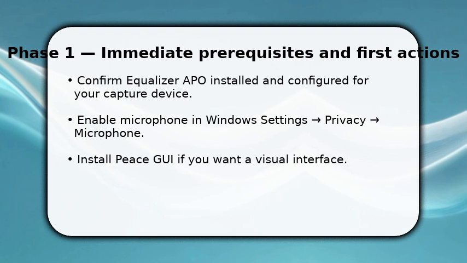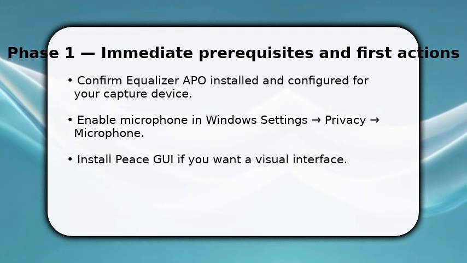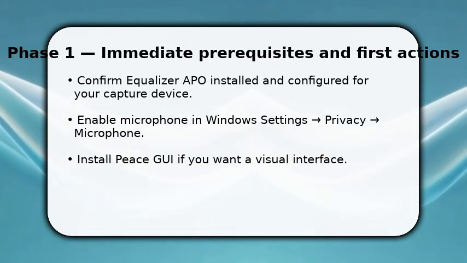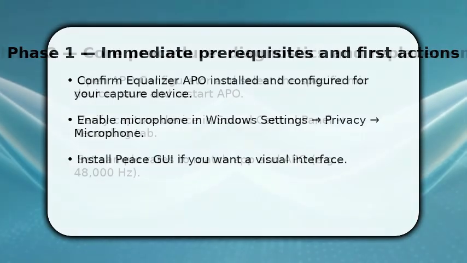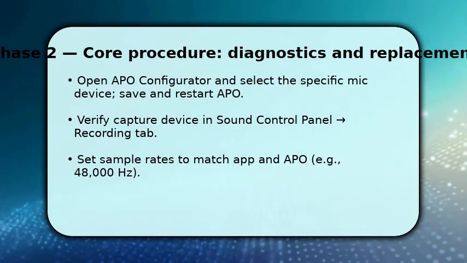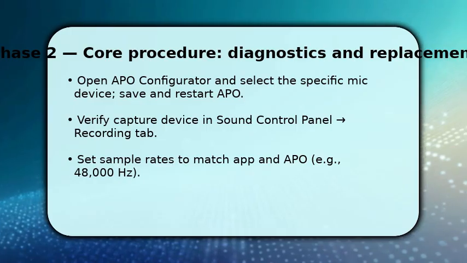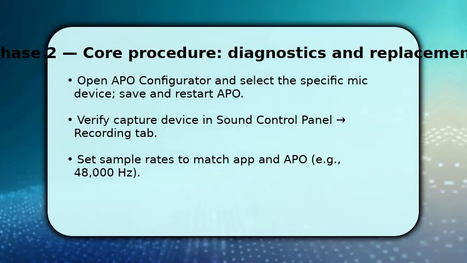Next, you will check driver and device routing, so audio actually flows through the APO chain. Now you configure routing and behavior. Open the APO configurator and ensure the correct microphone is selected as a capture device, then save and restart the APO service so changes apply.